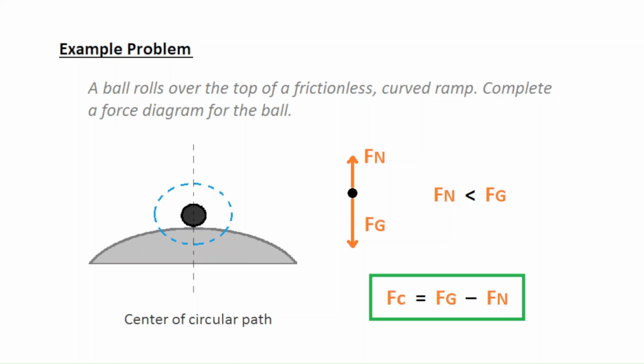The last step is to write my centripetal net force equation as in minus out. Here I'll do gravitational force minus normal force, and this is the equation I'll need when numbers become important for the problem.